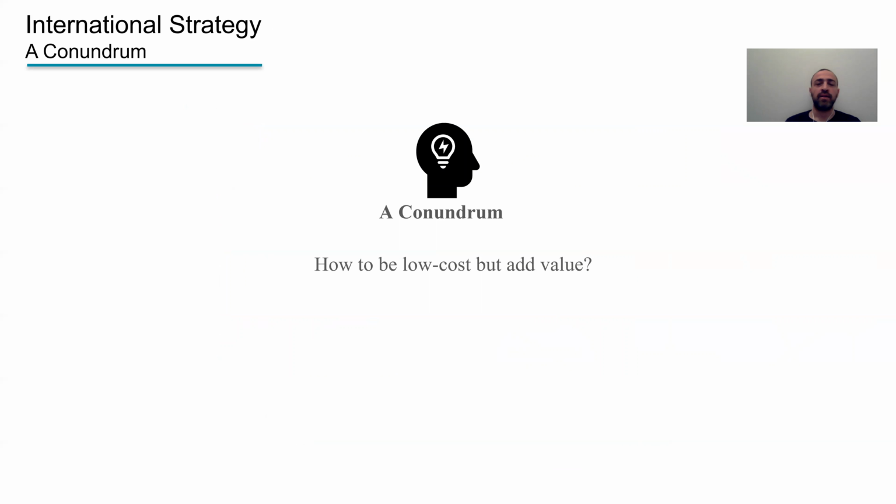So there is a conundrum: how can you be low cost but add value? For being low cost, you have to have economies of scale. There are homogeneous customer needs, and nothing special will happen. On the other side, if you want to add value, you have to differentiate. So how do they match each other? According to the studies, the demand for cheap products that have high quality is not increasing.